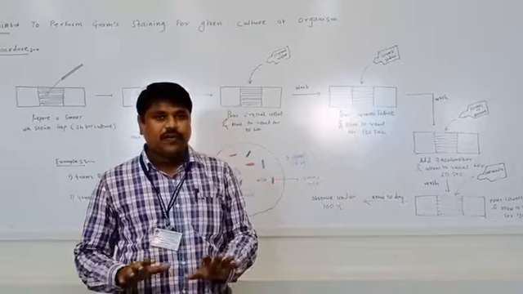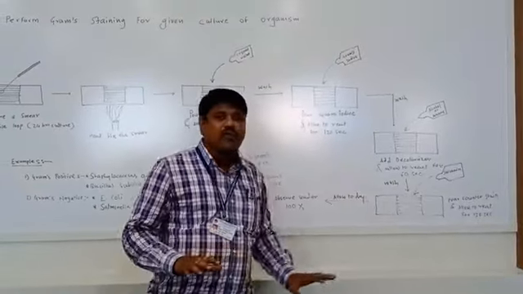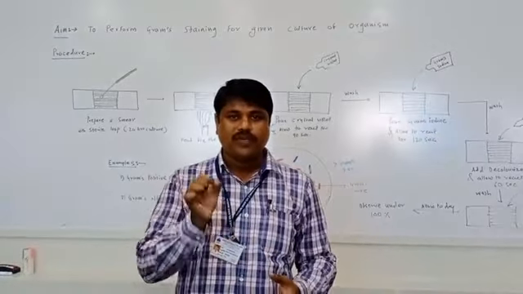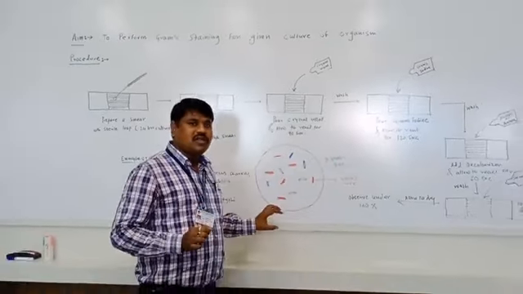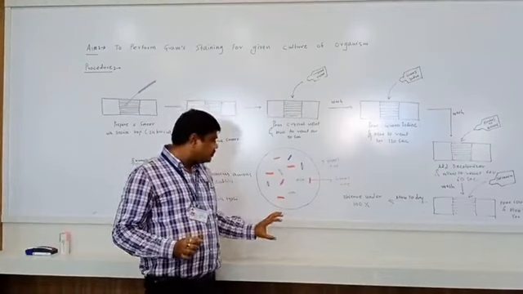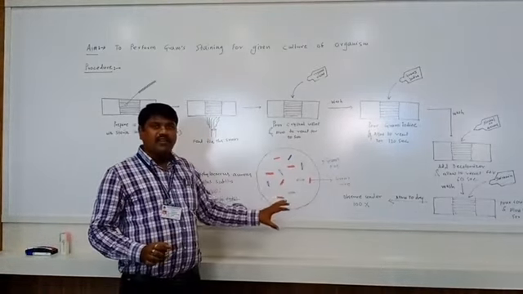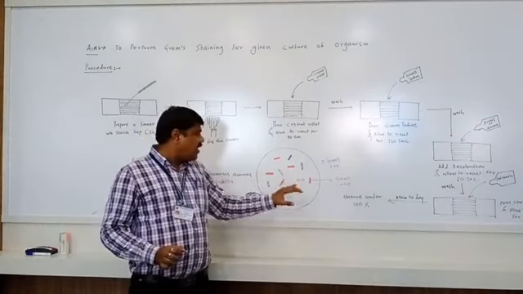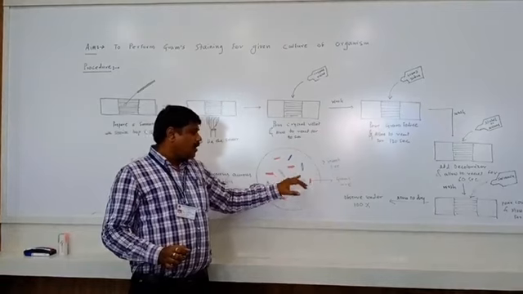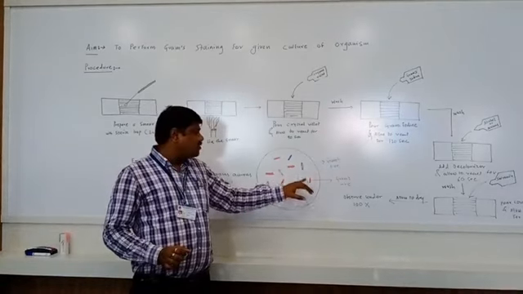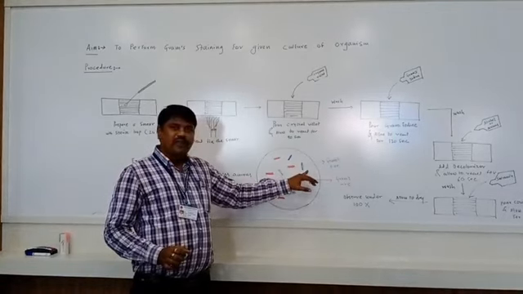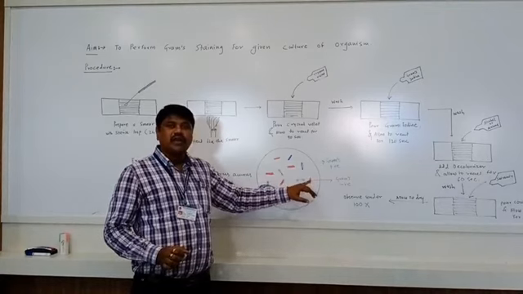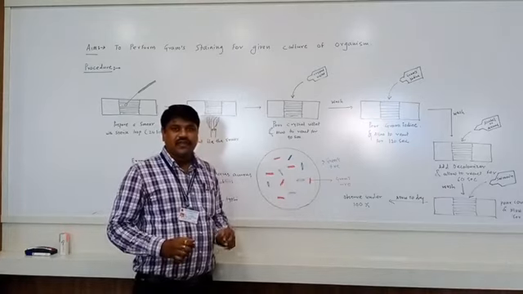After completion of this procedure, we allow it to dry, and after drying the smear, put a single drop of cedarwood oil and observe your slide under 100X. The observation you will get: the microorganism will appear violet if it is gram positive, and it will appear red if it is gram negative, because gram positive bacteria retain the primary stain, and gram negative bacteria retain the counter stain, that is safranin.